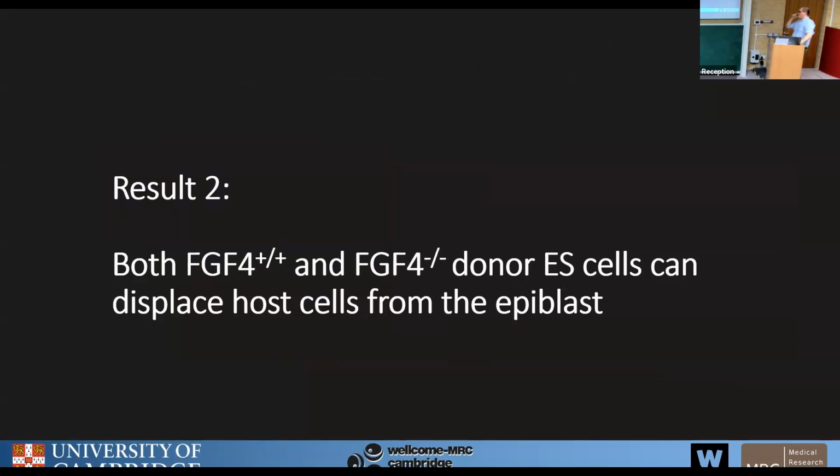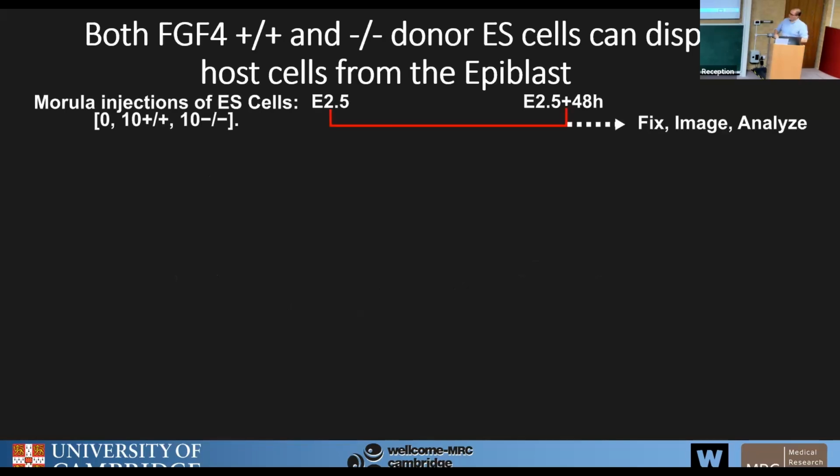And what we did was we used both FGF producing and cells that did not produce FGF4, donor embryonic stem cells. And what we saw there is that these donor ES cells, both the wild type and the knockout, can actually displace cells from the host epiblast. So the setup is we take the morula, it's still in the zona, and we pack that with 10 wild type or 10 knockout ES cells, and we let that culture for an additional 2 days, which takes it up to the peri-implantation stage. Fix, image, analyze.